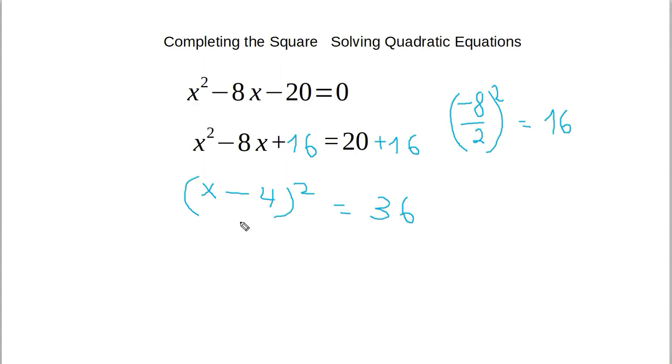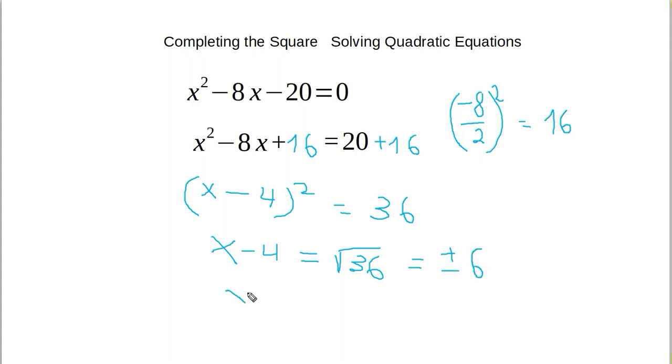Now, because we are looking for x, and since this is squared, for us to be able to get hold of x, we have to take the square root of this side. If you take the square root of this side, you have to take the square root of the other side as well. So we have x minus 4 is equal to the square root of 36, which is equal to plus or minus 6.